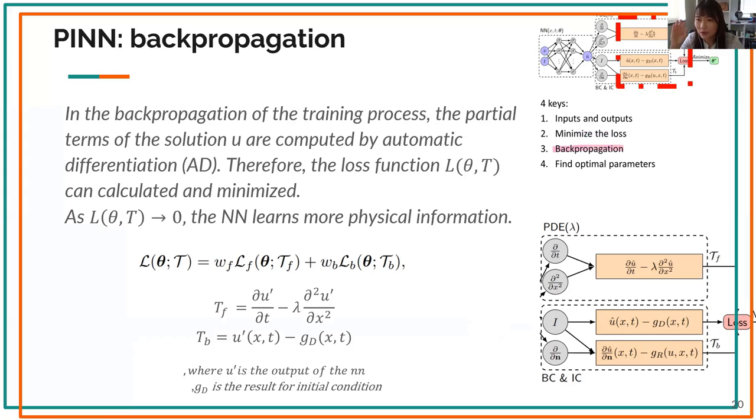To put it in a simpler sentence, we don't need to worry about how to calculate the loss. I know in the loss function there are some partial terms, but we don't need to worry because they are calculated by automatic differentiation. This is what happens in the training, where we are using back propagation. We are using AD, so we can calculate the loss function and also minimize it.